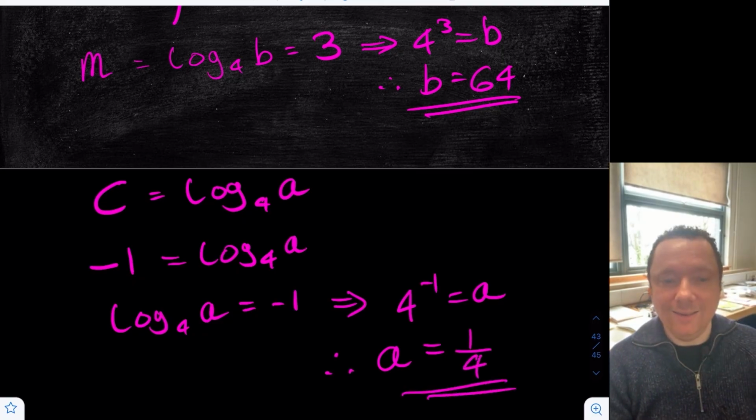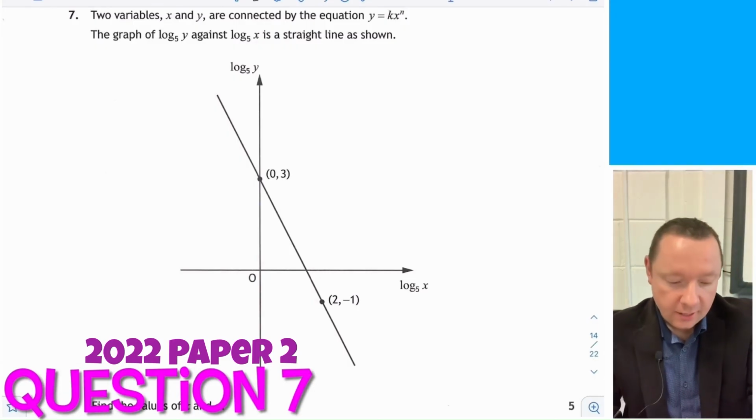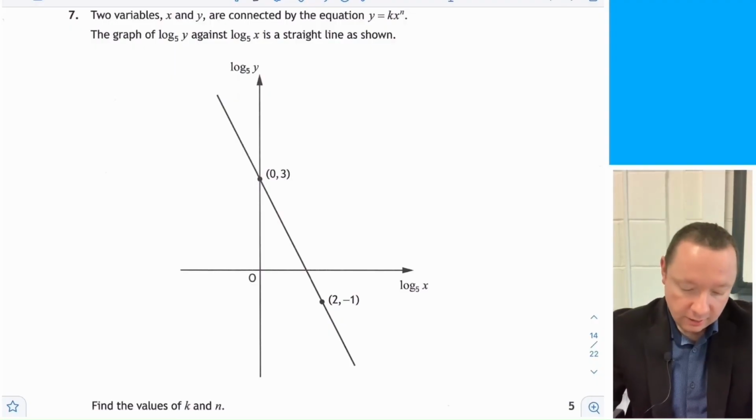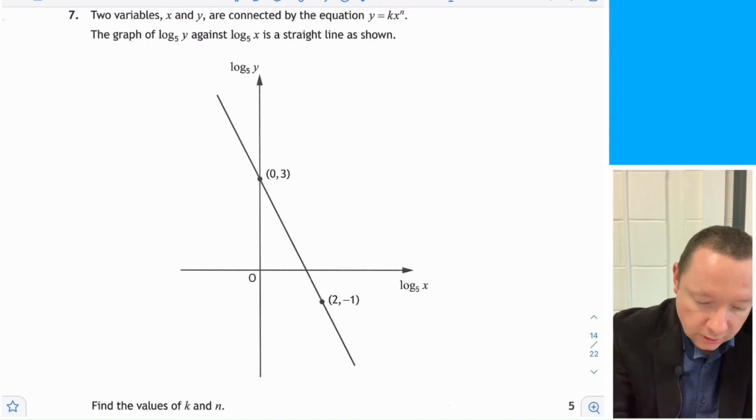And we're done there. Question 7 says two variables x and y are connected by the equation y equals kx to the n. The graph of log base 5 of y against log base 5 of x is shown as a straight line. Calculate the values of k and n, and we're obviously given 2 points. So let's start this question.